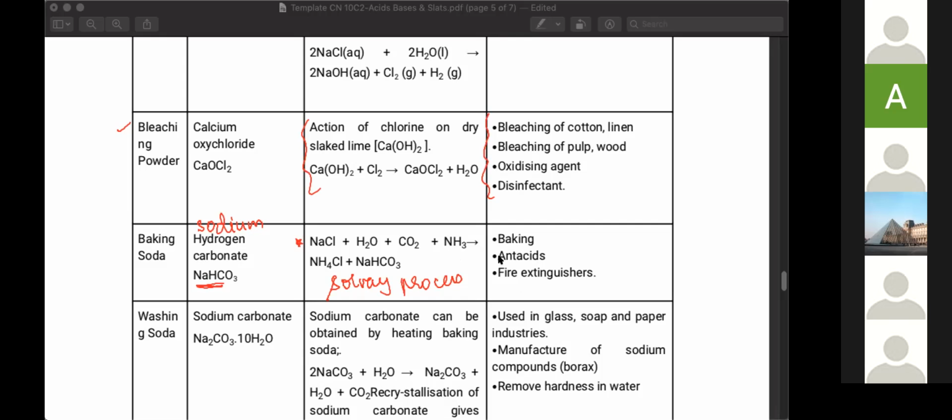Ma'am, should we mention Solvay process? Yeah, make a note of it, because in case you come across the word Solvay process, you should know that that's the preparation of baking soda. Again, the mixture of NaCl, H2O, you take brine. So Solvay process is like a whole process. There is a flow chart associated with it.